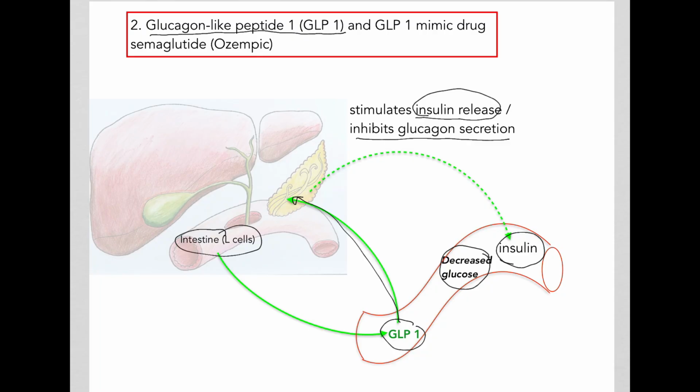Now there is a drug called GLP-1 mimic drug, for example semaglutide or Ozempic, used for diabetic patients. This drug basically behaves like a GLP-1. That's why we call it a GLP-1 mimic drug. Okay, so this drug basically will go to the pancreas, stimulate insulin release, inhibit glucagon secretion, and if there's too much of that, that's going to decrease your blood glucose very low and produce hypoglycemia.